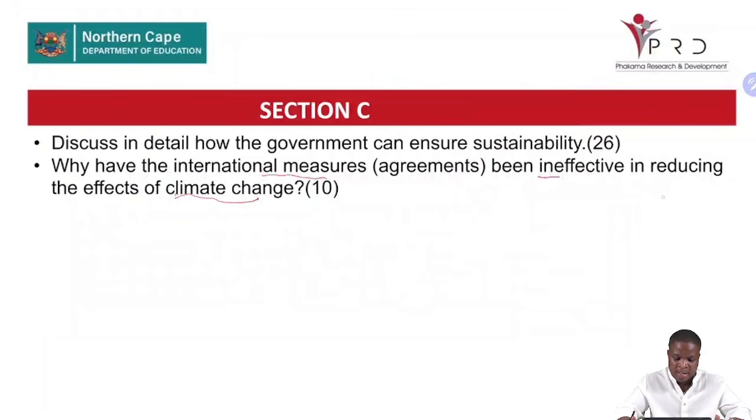What you need to understand here, Grade 12, is what climate change is, what causes climate change, and then what international measures or agreements we have. Then you'll be able to answer this question. Like I mentioned, you can find any question in the additional part, and it's not as easy as you want it to be. It's not a question that you'll find in the textbook. It's a higher order question.